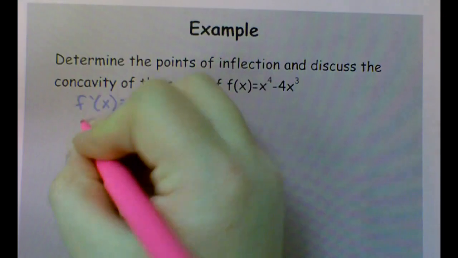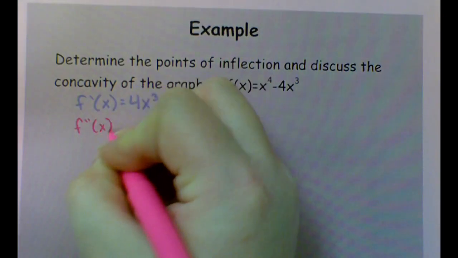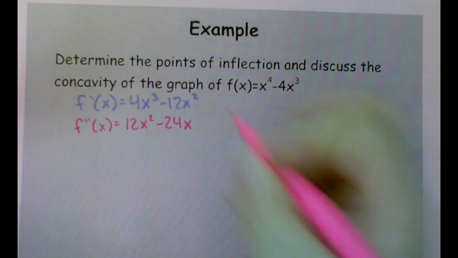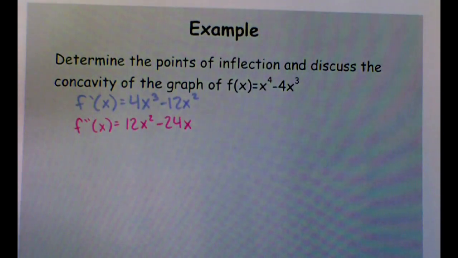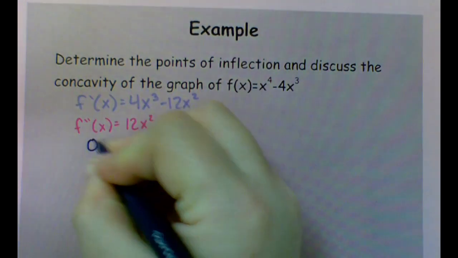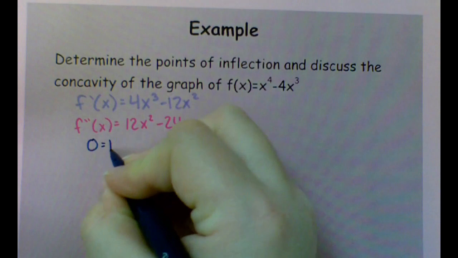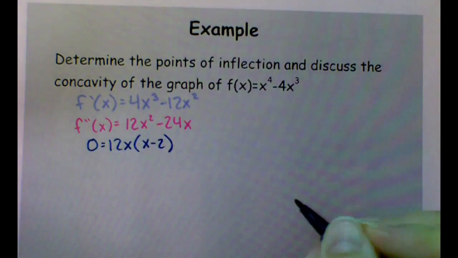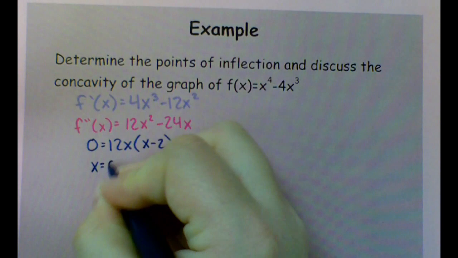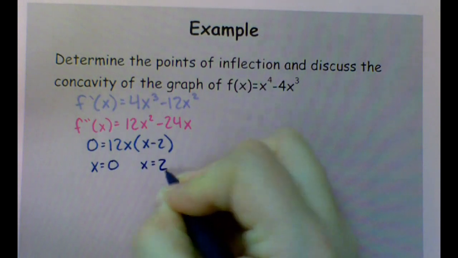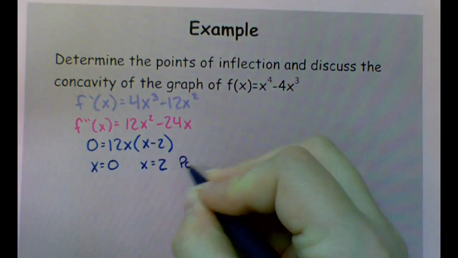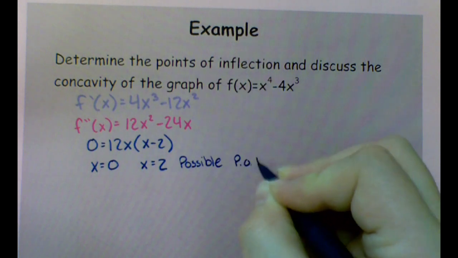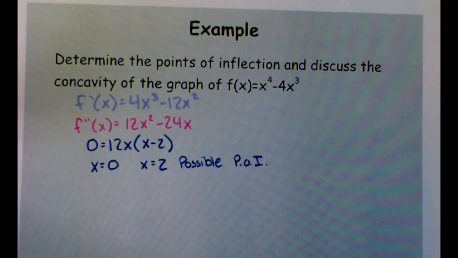Then we find the second derivative, which is 12x squared minus 24x. Now to find our points of inflection, we set that second derivative equal to 0. I'm going to dive right in and factor out a 12x, leaving me x minus 2. My numbers here are 0 and 2. These are my possible points of inflection, POI.